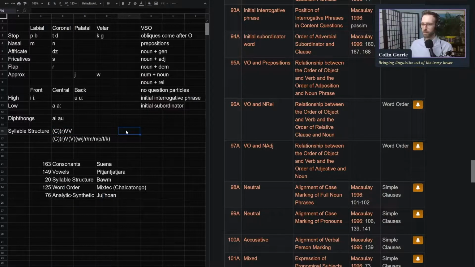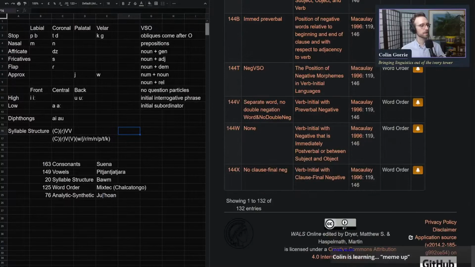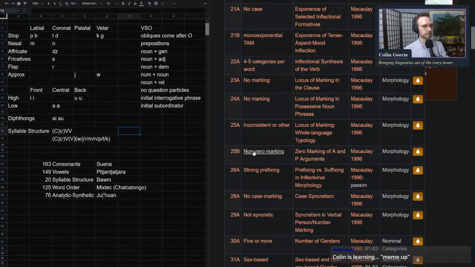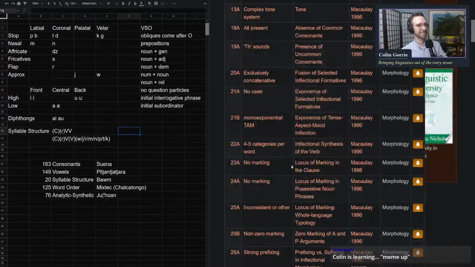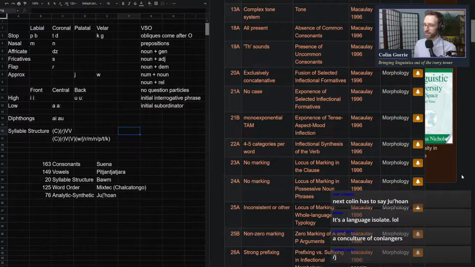So what are we doing next? Oh yes, we have to talk about the morphological typology. Yeah, here we are. So what sort of morphology do we have? Do we have largely analytic morphology? Do we have largely synthetic morphology? Oh, don't make me say it.